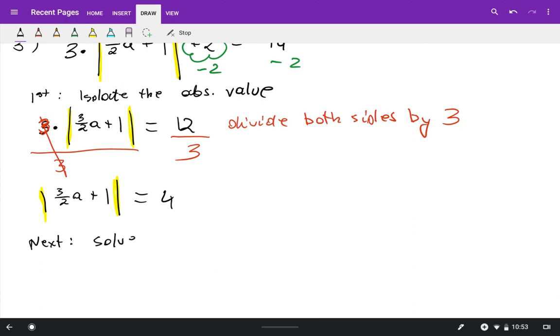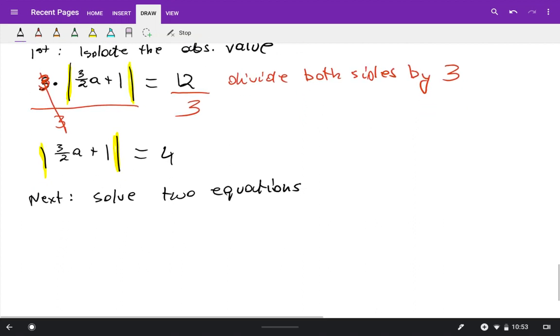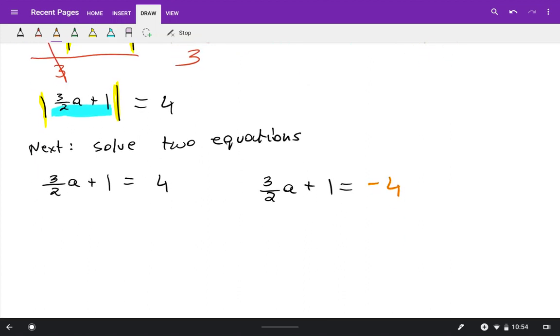So next, solve two equations. The first equation, just remove the absolute value and copy everything else: 3 over 2a plus 1 equal 4. And the second equation, we copy the expression from the absolute value, so that part never changes, equal to the opposite of 4, which is negative 4. So don't forget that you need to solve two equations.